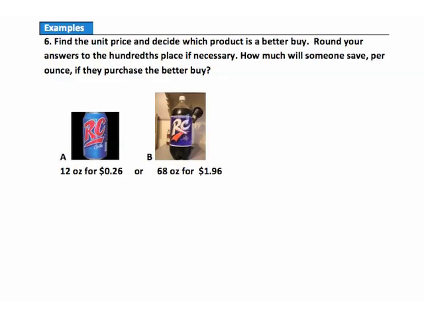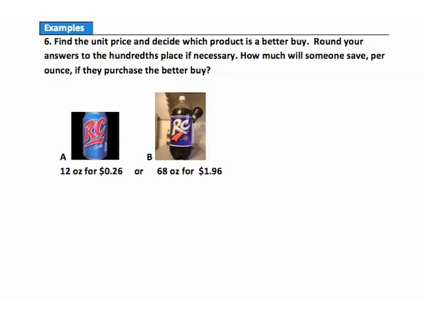Now let's take a look at an example that will help you understand how to use the unit rate to determine which of 2 products is a better buy. Example 6. Find the unit price and decide which product is a better buy. Round your answers to the hundredths place if necessary. How much will someone save per ounce if they purchase the better buy? A couple questions going on here.